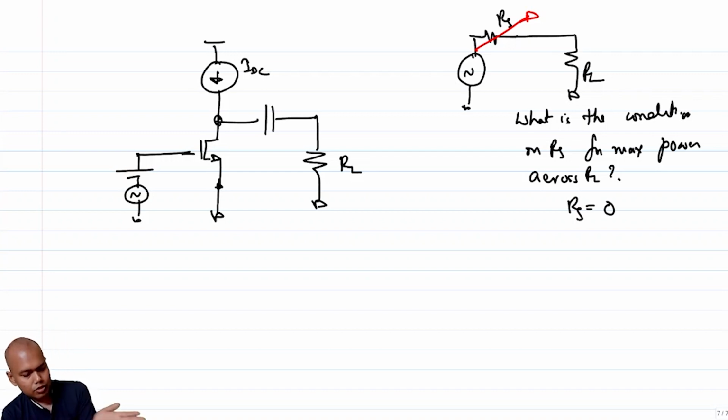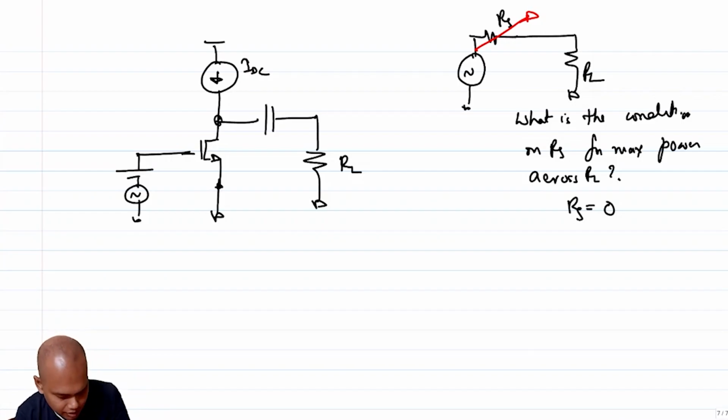Because if RS equals 0, the entire voltage drops across RL, and the power across RL is the voltage squared by R. So it's a no-brainer. The reason I emphasize this is that we should not confuse it with the case where, given an RS, we ask what the condition on RL is. That's a different condition where RL is variable. Here RS is variable. That's an important distinction to make.